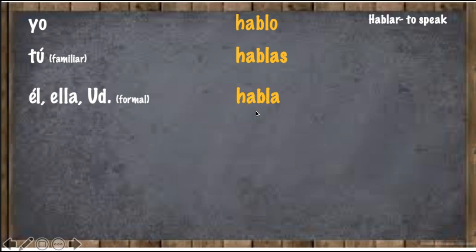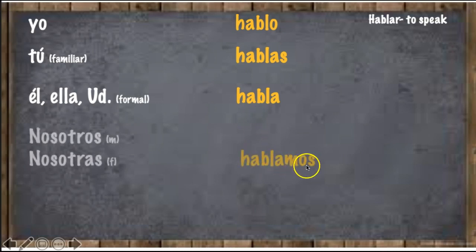That goes with any verbs that you learn. For nosotros we have the AMOS ending. So it's hablamos, nosotros hablamos, or nosotras hablamos, we speak. Again, you don't need the subject pronoun unless your teacher tells you or you want to emphasize it. So I could say Ana y yo hablamos, we speak.